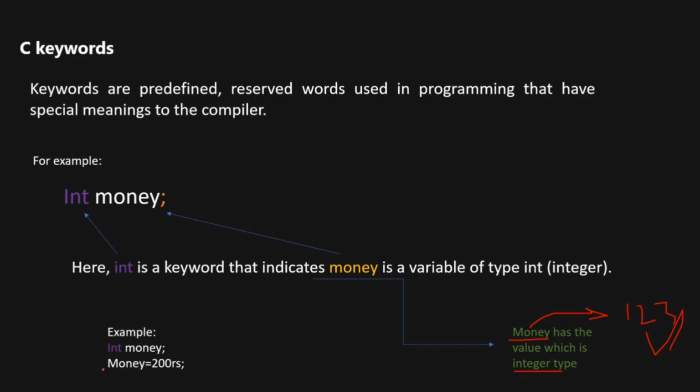Here you can see money is equal to 200 rs. Now this is false. Here rs is a character, so we cannot assign this kind of value to an integer type variable. We have defined money as an integer type.